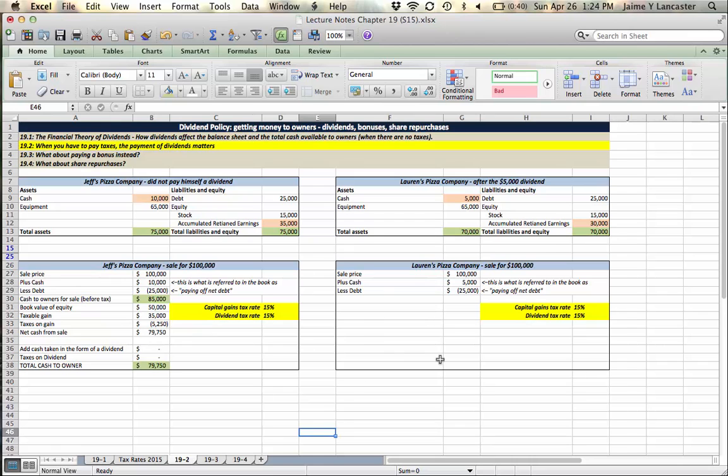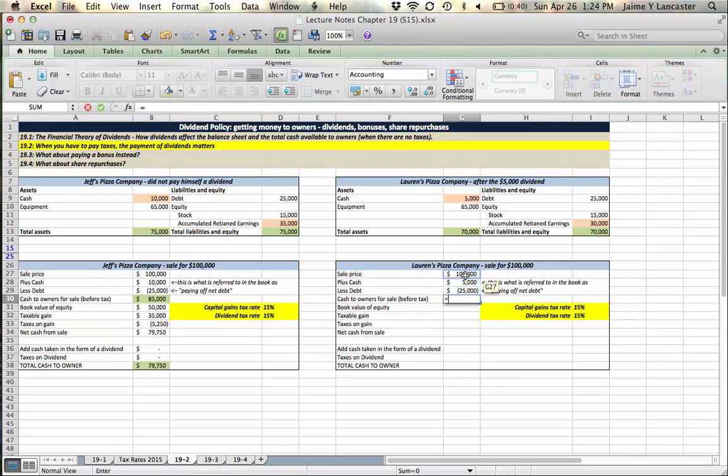So let's take a look at Lauren's. Let's see what total cash to owner she's going to receive were she to take a dividend before selling the company, right? This is kind of like asking ourselves, all right, I want to sell the company, but I want to take the cash out in the form of a dividend first. So her cash to owner would be the $10,000 in sale price plus the $5,000 from cash minus the $25,000 in debt. Right? You can see here that her cash to owner is a little bit less because she's taken the cash out of the firm, right? Jeff's going to get $5,000 more because there's $5,000 in cash that Lauren took off so she could go to Fiji.